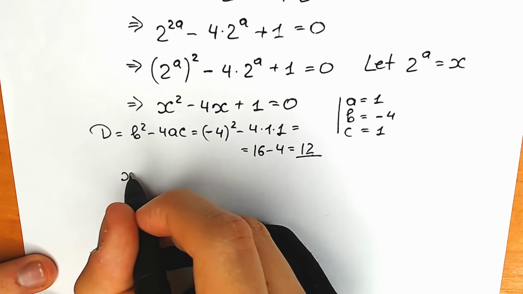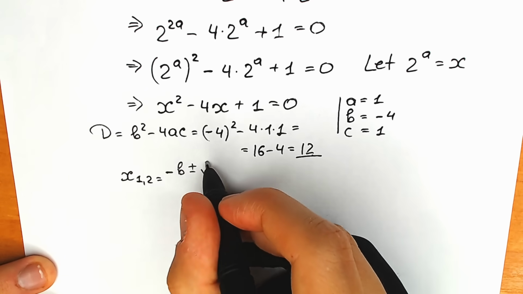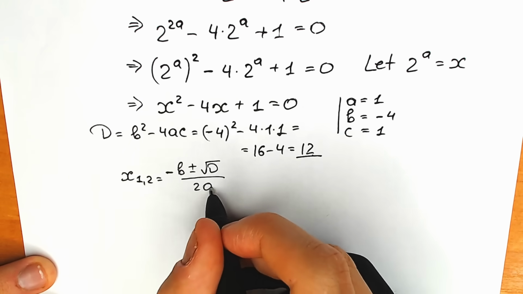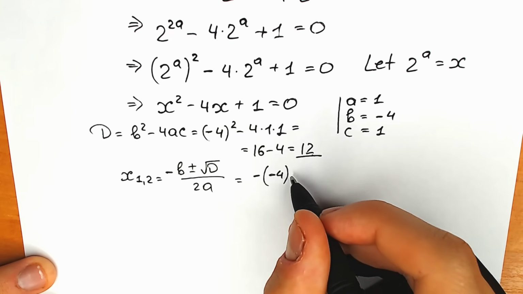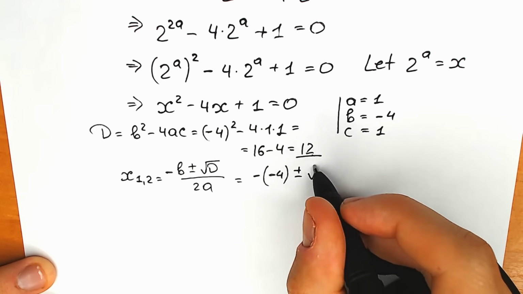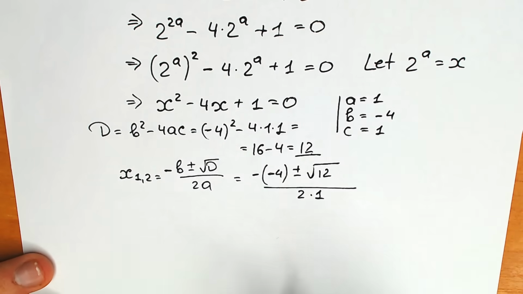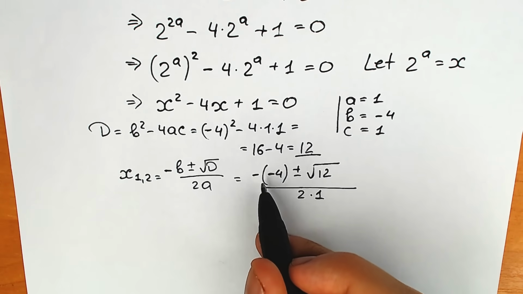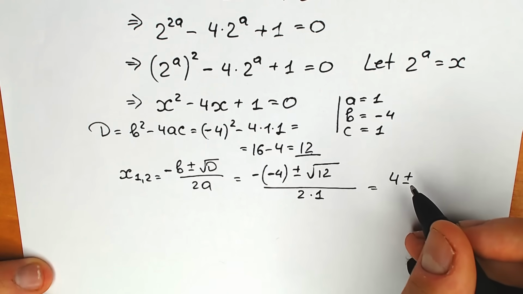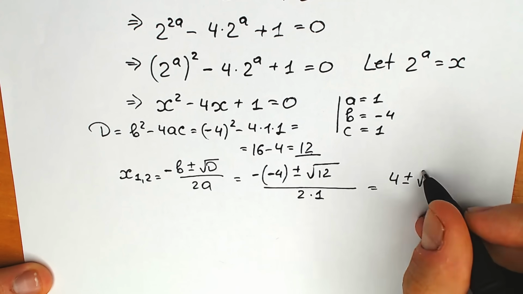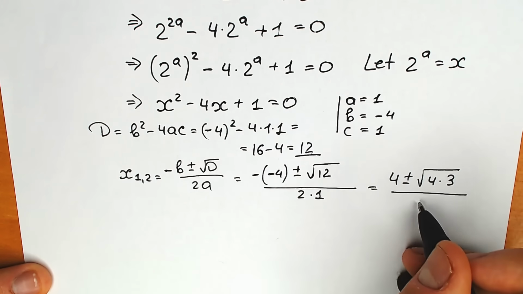So we have x first and second equal to minus b plus minus square root of discriminant, all over 2a. So let's plug it in. So minus b, so we have minus minus 4 plus minus square root of discriminant, which is square root of 12, and all over 2a, 2 times 1. As a result, minus minus, when we multiply it, equals plus. So we have 4 plus minus square root of 12. How can we rewrite it? We can write it as square root of 4 times 3, okay? And in our denominator, 2 times 1 equals 2.